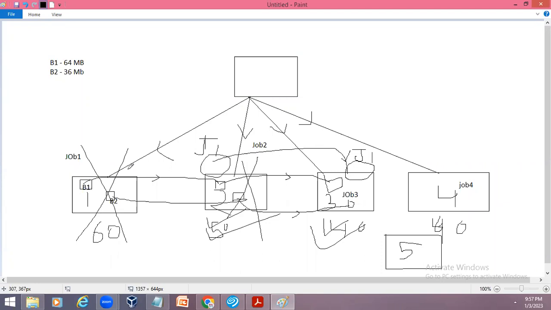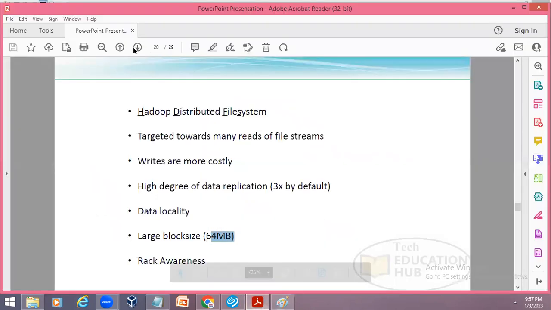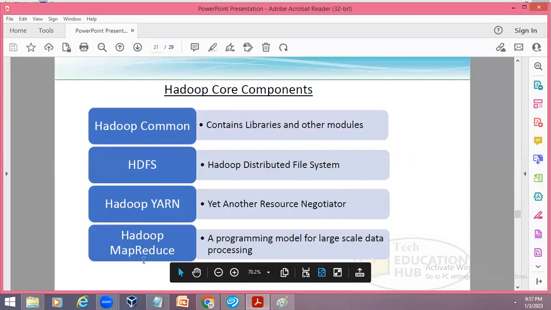Any questions, doubts so far? No. Okay, are we good? Good. Now the next one is called rack awareness.